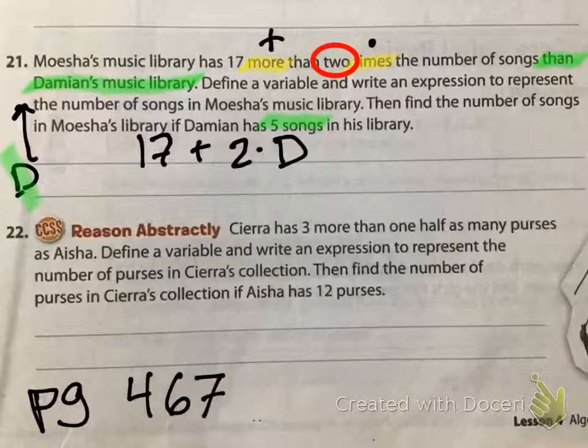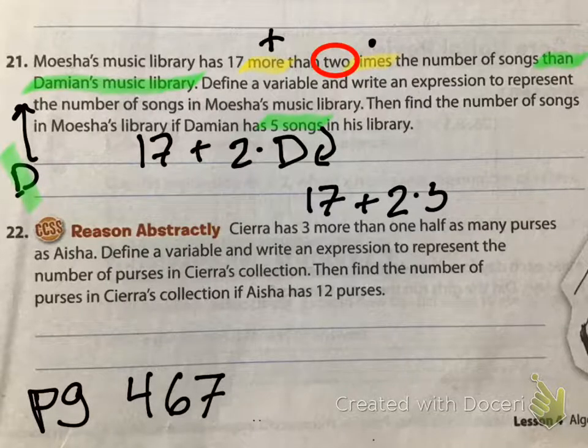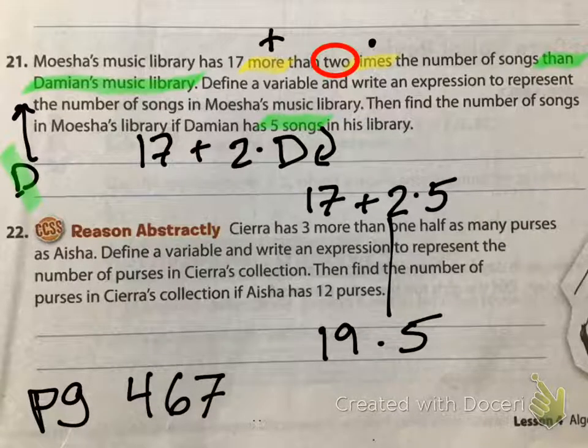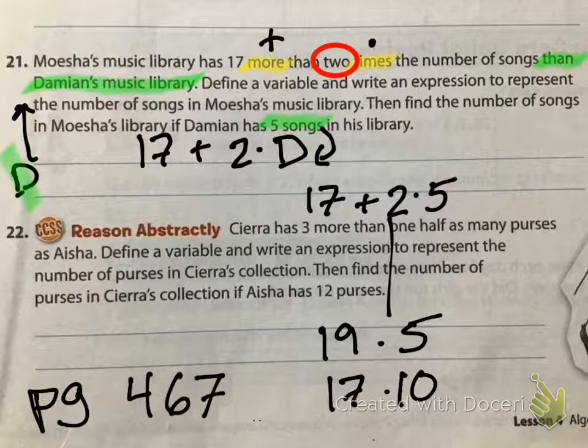5 songs. So all I do is plug and play. I plug it in for D, and I now get 17 plus 2 times 5. So what am I going to do here? Am I going to make it 19 times 5 or am I going to make it 17 times 10? Hannah, 17 times 10. Can you explain why we're going to be doing 17 times 10?